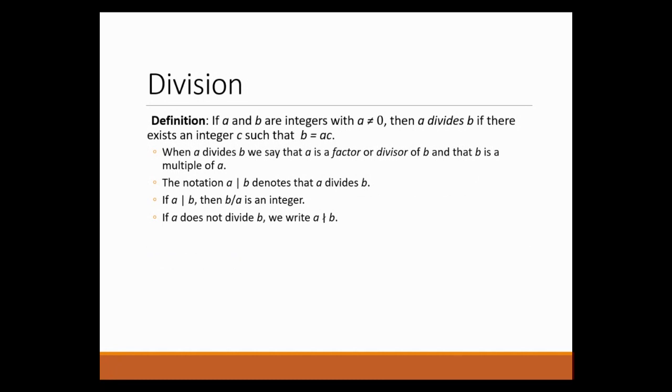We'll also be discussing some problems related to those. Now, we will start with the definition of division. If A and B are integers with A not equal to 0, then A divides B if there exists an integer C such that B is equal to A times C.